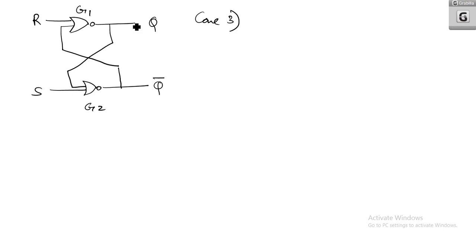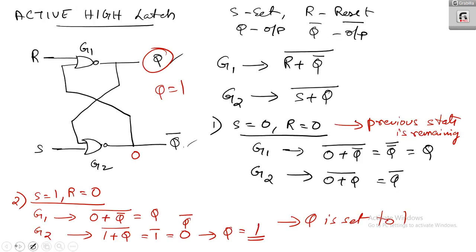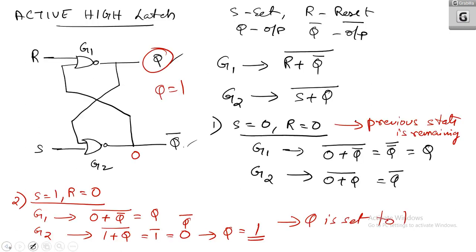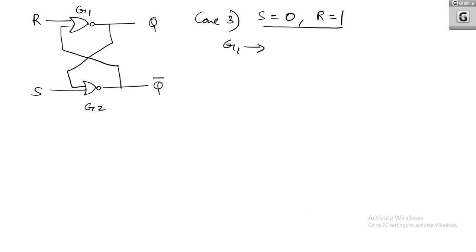Case 3. I am keeping S is equal to 0 and R is equal to 1. Let us see what happens. What is the output of gate 1? R is equal to 1, so it is (1 or Q bar) the whole bar. That is 1 bar, which is equal to 0. So the output of gate 1 is Q, and Q becomes 0.